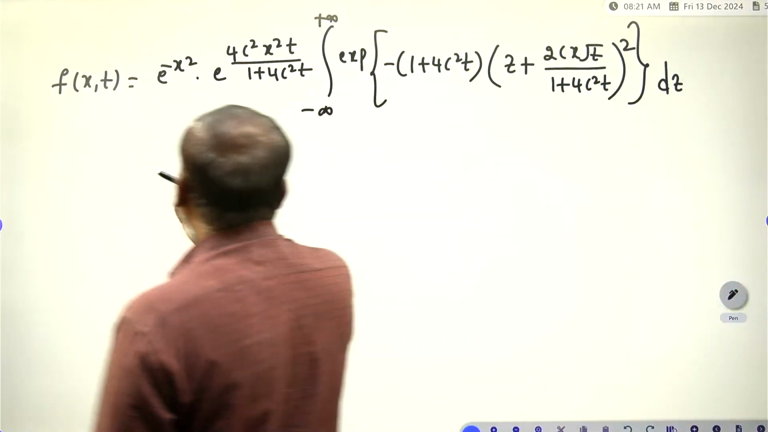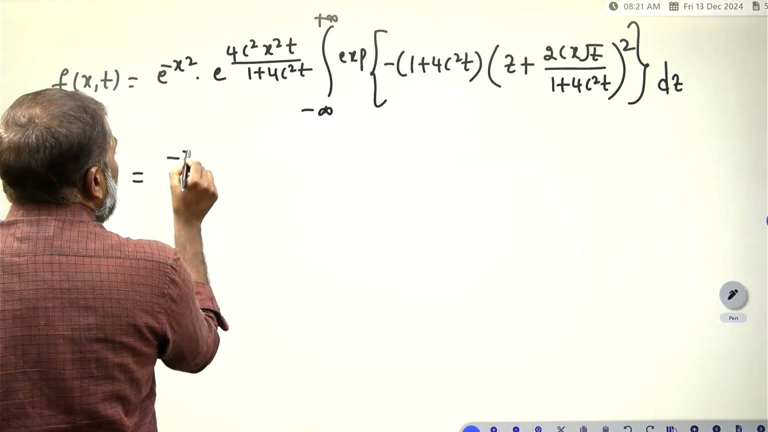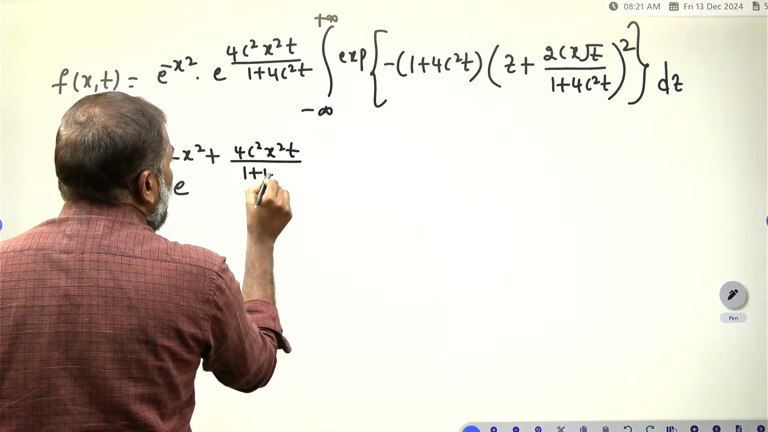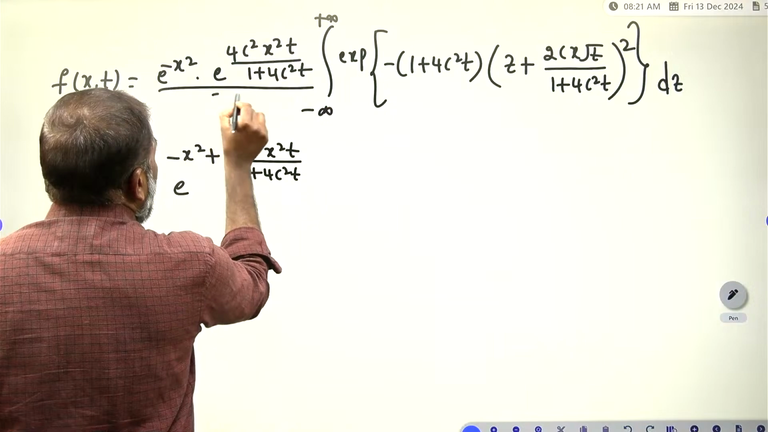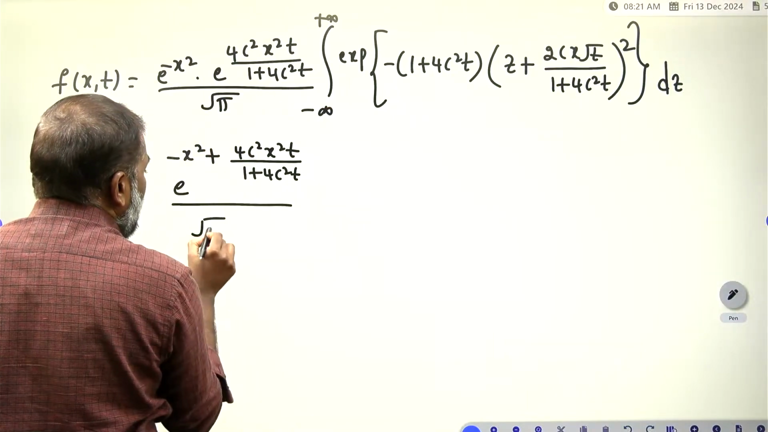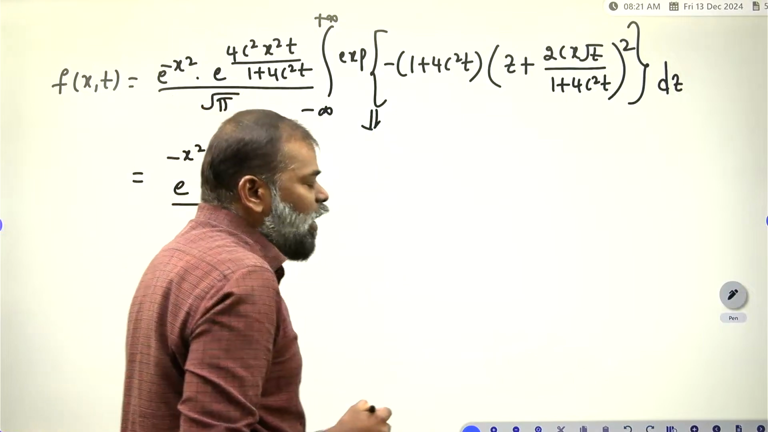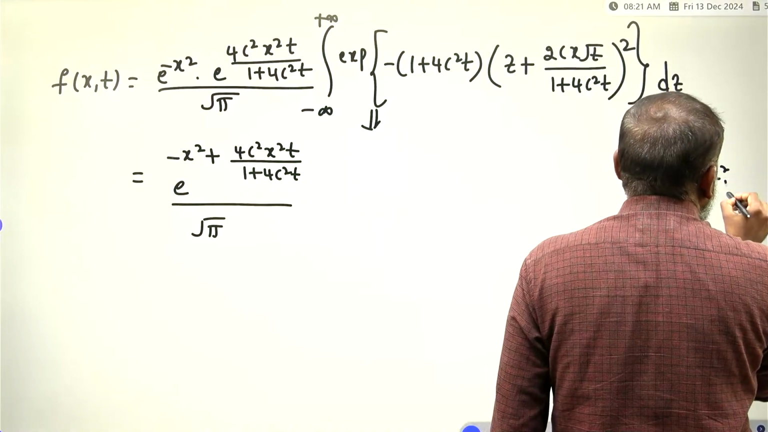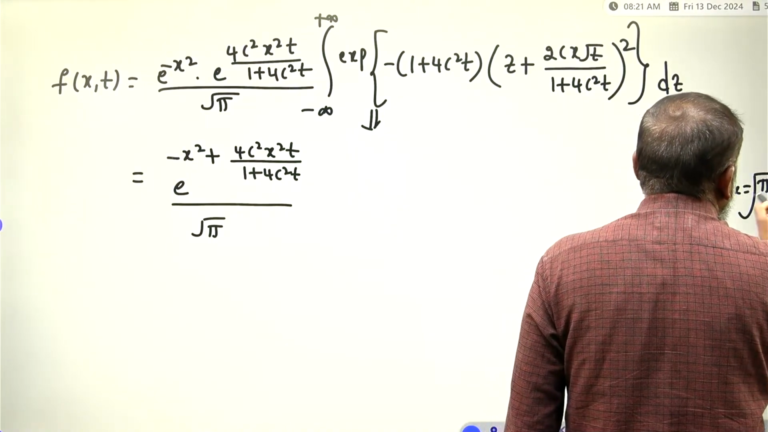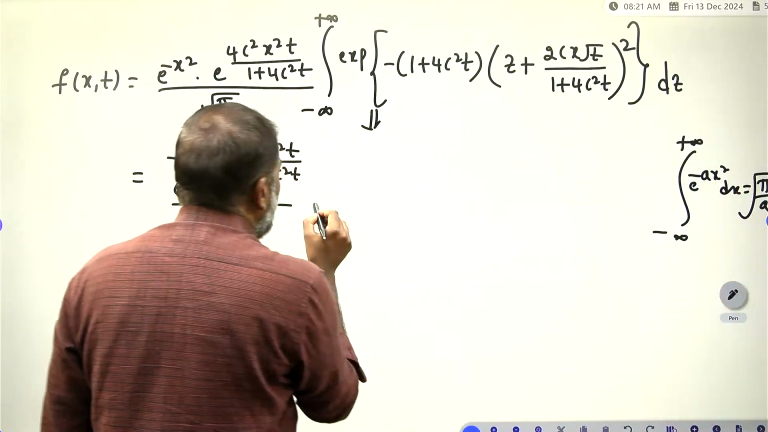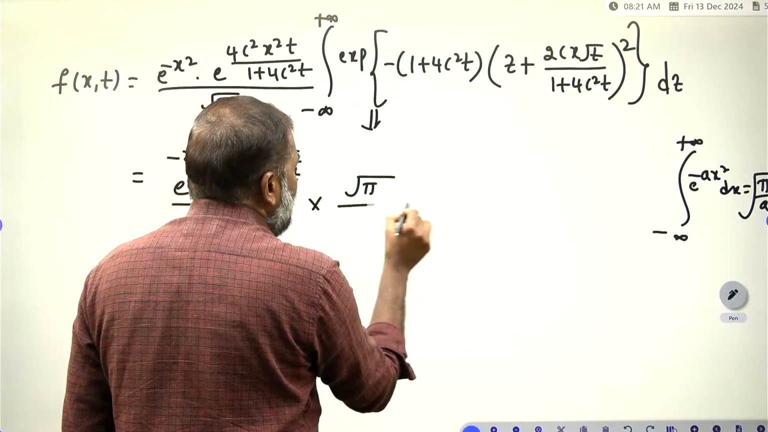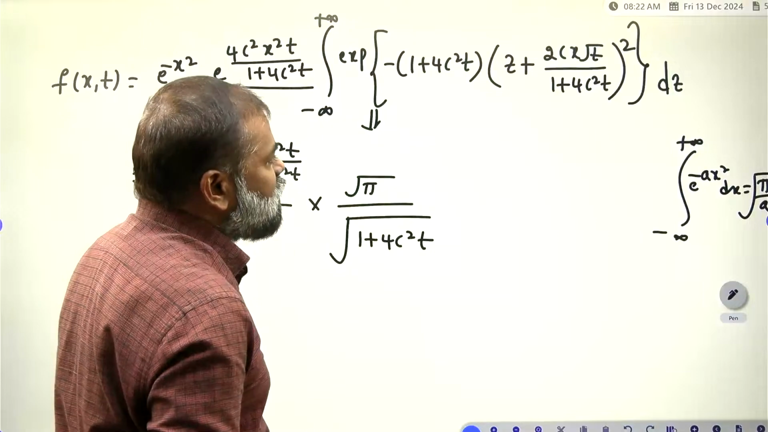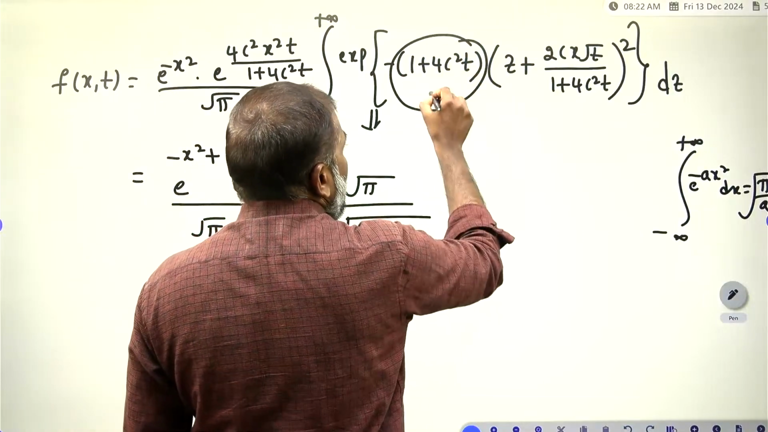So based on this, you have e to the power of minus x square plus 4c square x square t divided by 1 plus 4c square t, divided by root pi also is there. Which integral is equal to, already you know, the integral from minus infinity to plus infinity of e to the power of minus a x square dx is equal to root pi by a. So root pi by a already you know. So how do we write, root pi divided by a is equal to 1 plus 4c square t. So what is this one you have to write, a is equal to a x square.